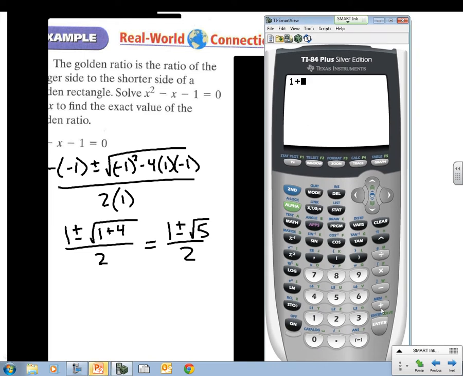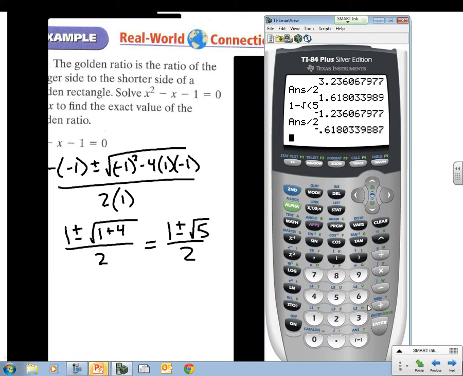We're going to do the addition one first: 1 plus the square root of 5, and we'll divide that by 2. That gives 1.618. Let's do it the other way: 1 minus the square root of 5, and we'll divide it by 2. So our answer is either 1.62 or negative 0.62.